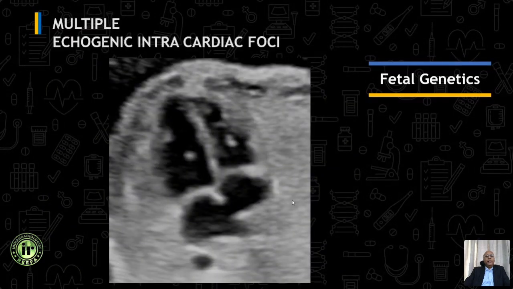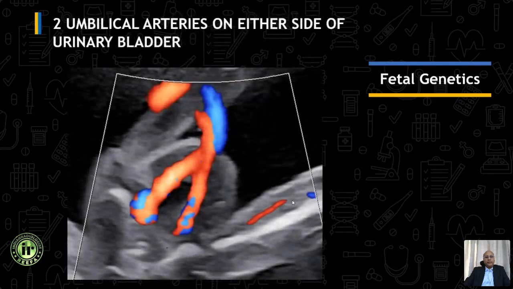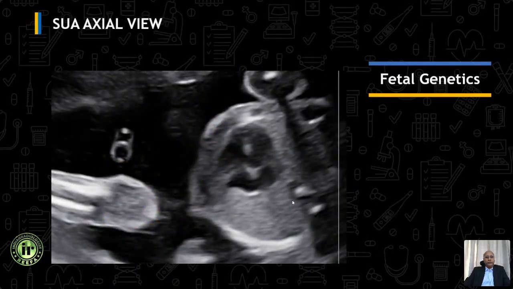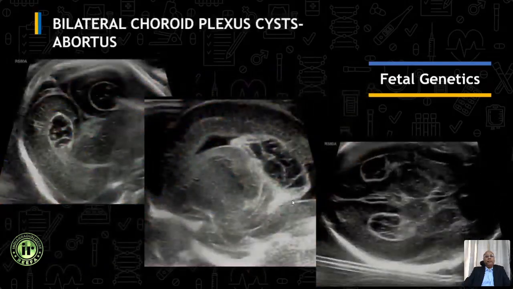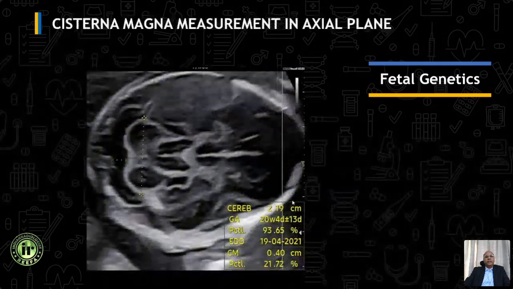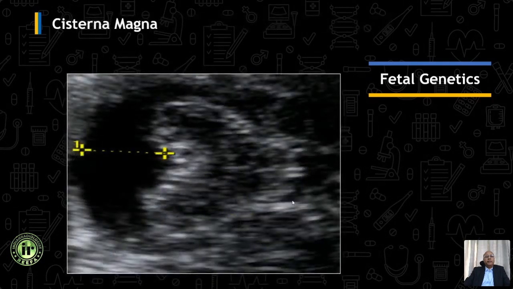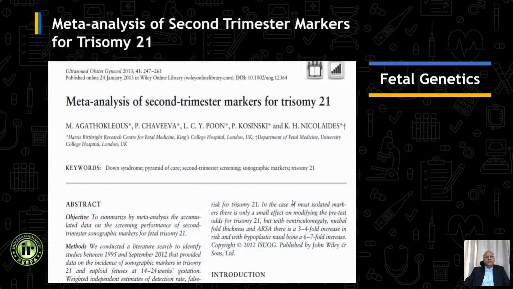Then we have echogenic intracardiac foci, which are echogenic nodular structures on the papillary muscles of either or one cardiac ventricle. Then we have single umbilical artery, which shows a two-vessel cord, and we have choroid plexus cysts, which are cystic structures in the choroid plexus, and we have enlarged cisterna magna, where it measures more than 10 millimeters.